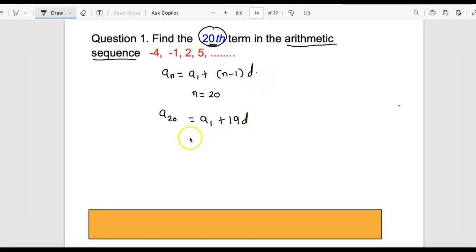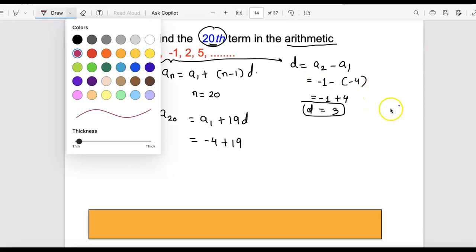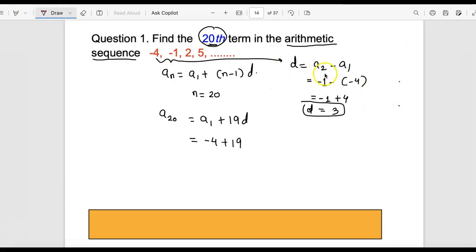So what is my a1? A1 is negative 4, which I already have, plus 19 times d. I do not know my d, but I can easily find it. D is equal to a sub 2 minus a sub 1. Sorry about that, that was my clock. So I found my common difference as a2 minus a1, applied the same formula, and I got 3. So I'll just write 3 over here.